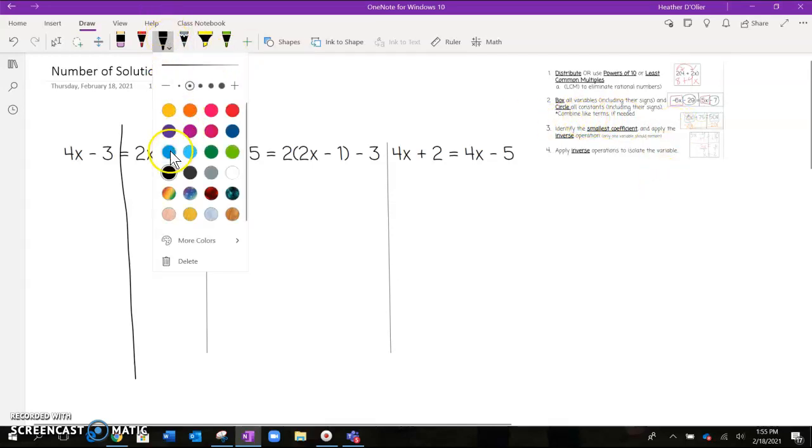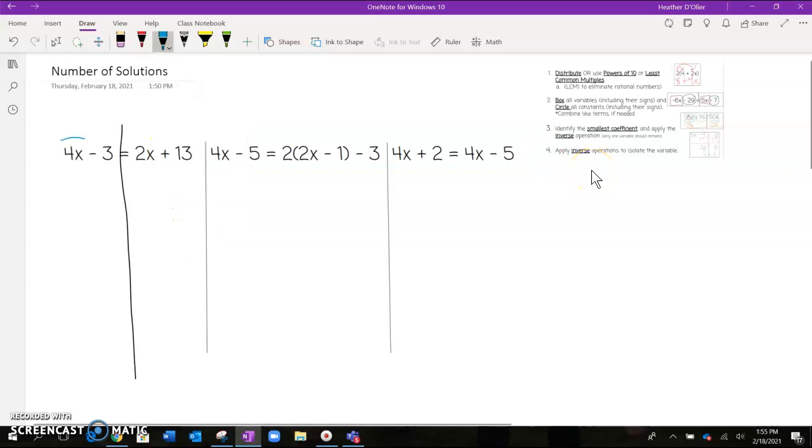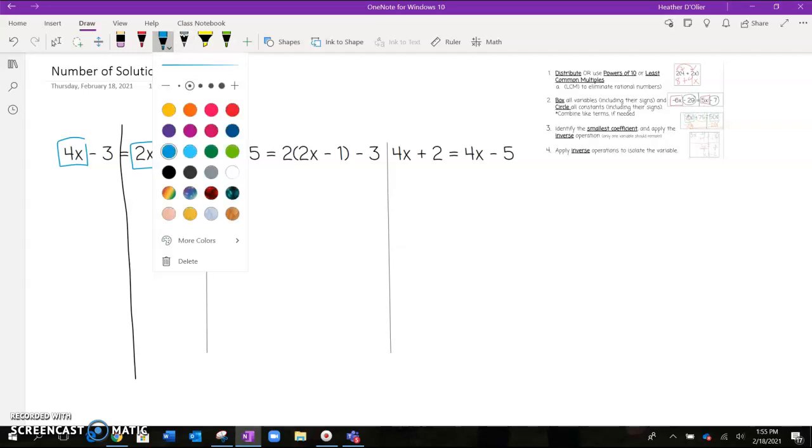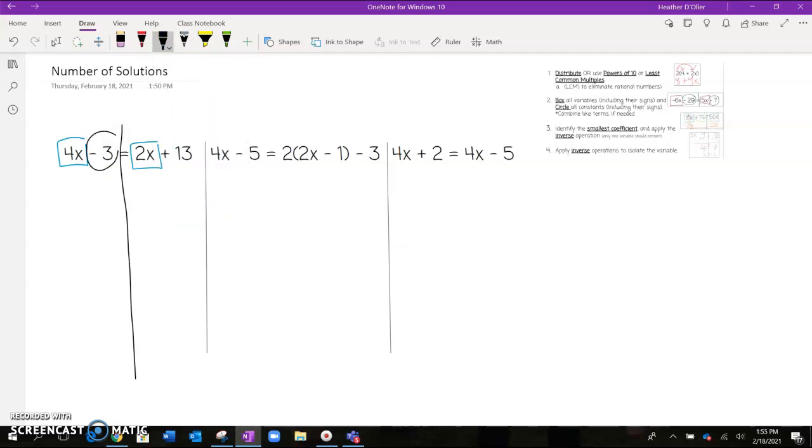So I'm going to start boxing my variables. So 4x, and I have 2x. Okay, that's it. Then I'm going to circle my constants. -3, +13. Now I don't have like terms on either side, so I'm going to go to the next step. Identify the smallest coefficient and apply the inverse operation. So 4x or 2x. Well, 2x is smaller, so I'm going to subtract 2x from both sides.